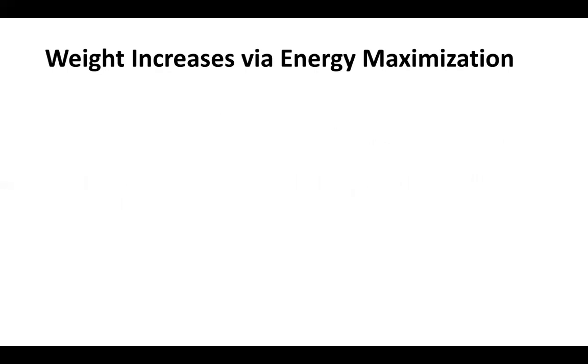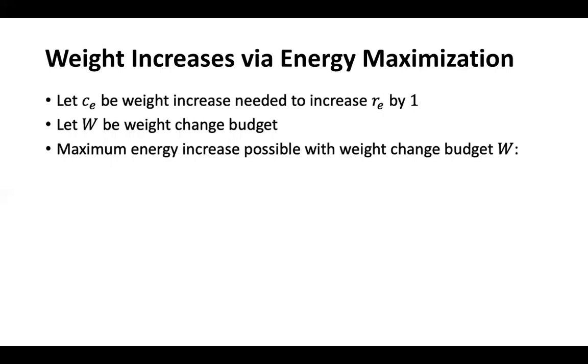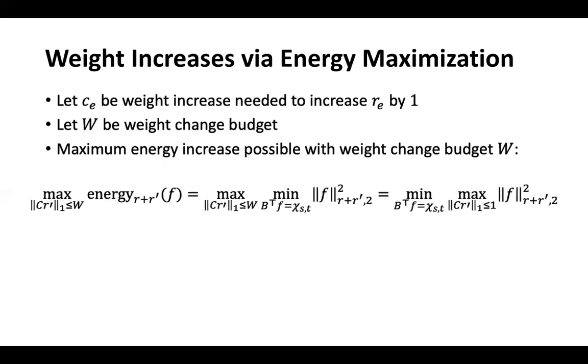So I'm going to define the energy maximization problem now. So here's the energy maximization problem. Let C be a cost of increasing the weights on the edge to increase the resistance by 1. Let W be the total budget we're willing to pay. And our goal is to maximize the energy increase possible for the electric flow with weight budget W. So written as an optimization problem looks like this. The max over, the objective is just C R prime 1 normalized W, where C is a diagonal cost matrix, of the electric energy with resistances R plus R prime.